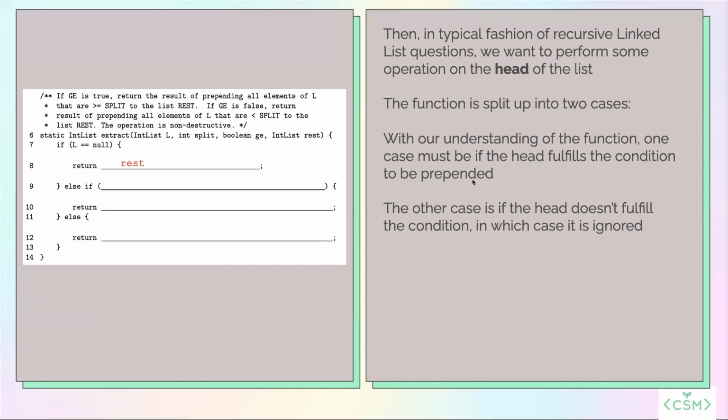In typical fashion of recursive linked list questions, we want to process the head of the list, or the first element of the list, and then recurse on L.next or L.tail, for example. We can see that the skeleton code gives us a hint that we should split up into two cases. With our understanding of the function, one case must be if the head fulfills the condition to prepend it, and the other case is if the head doesn't fulfill the condition, in which case we just ignore it.